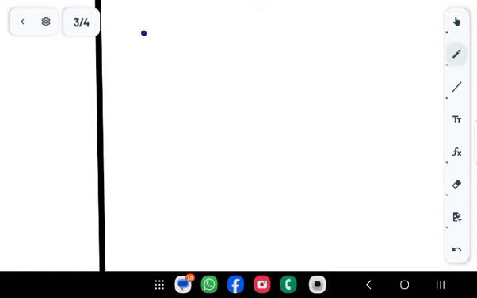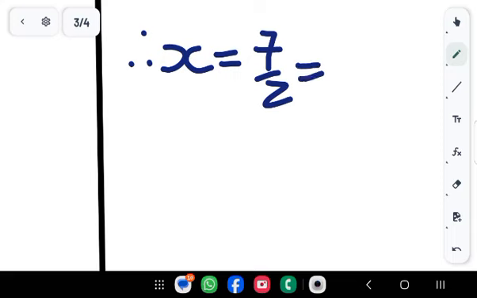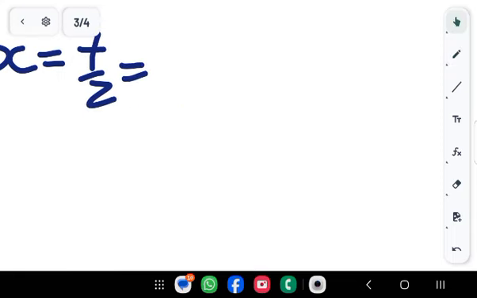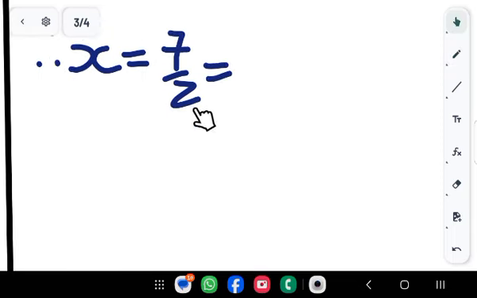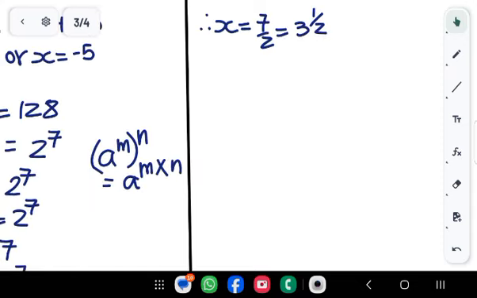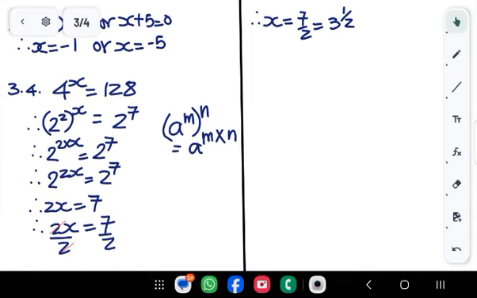You can leave it as this, or you can simplify it into a mixed number. Okay, and this is how you do it. You go, 2 goes into 7 how many times? 3 times, because 2 times 3 is 6, and leaves a remainder of 1, and that's what we have. You can leave it as 7 over 2, it does not matter, and that's how you solve it.